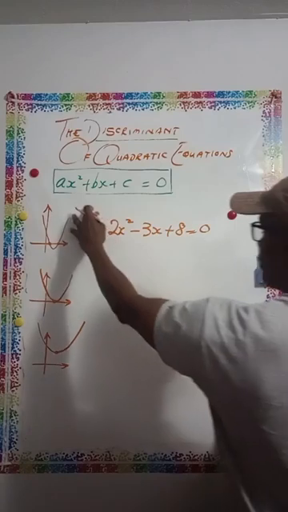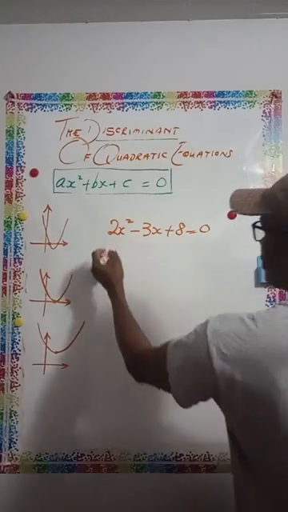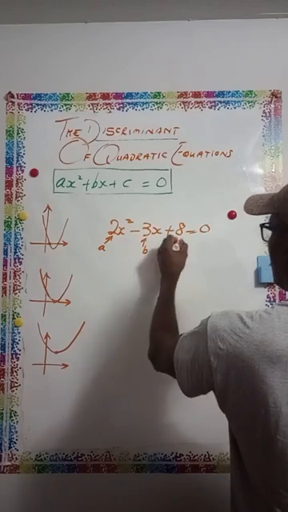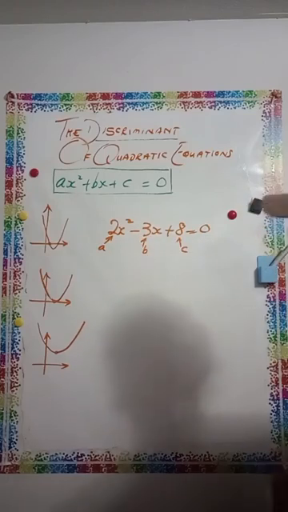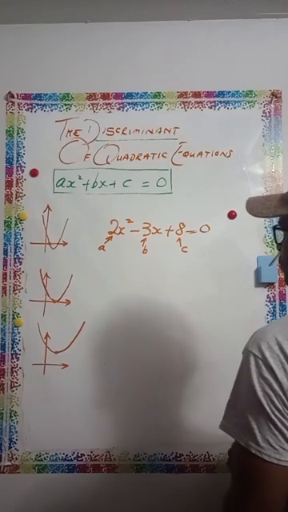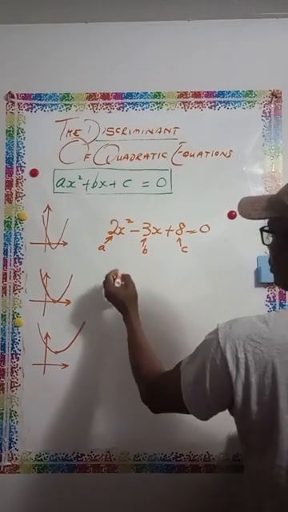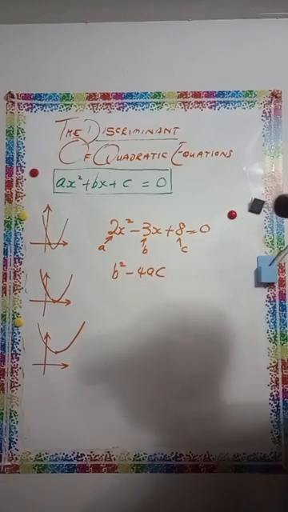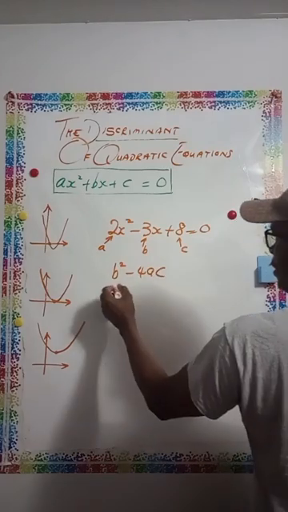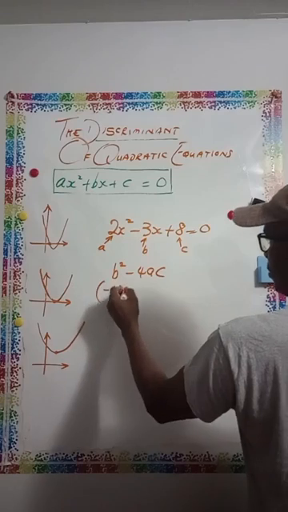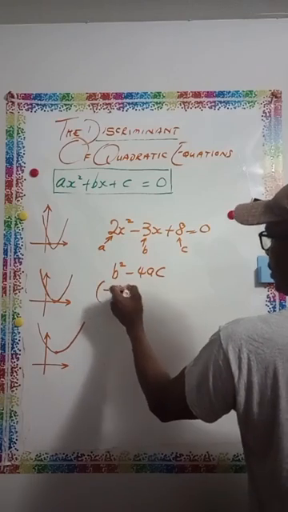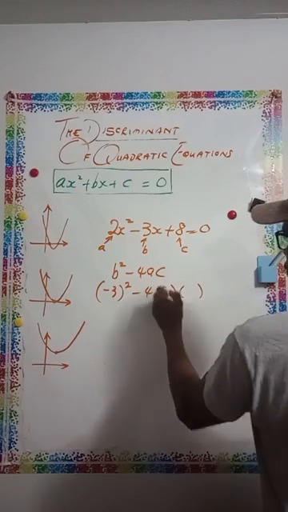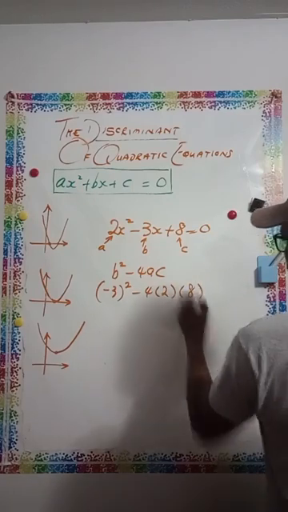And here now you have to identify, as I was saying just now, your a value, your b value, and your c value. And then we're going to go and locate or attempt to find what is b squared minus 4ac, right? So b is what? b is -3. Right, b is -3, as in -3 squared minus 4 times a, which is 2. And what is c? c is 8.